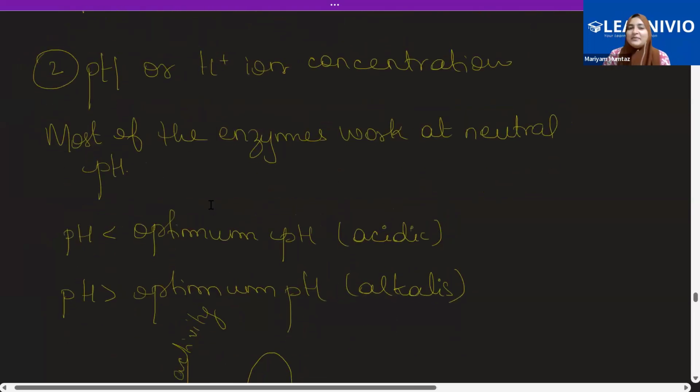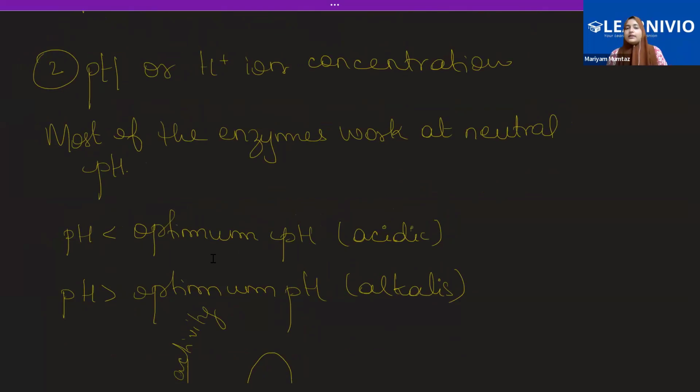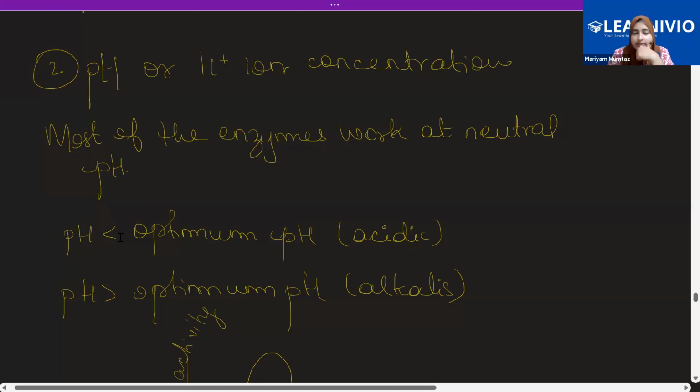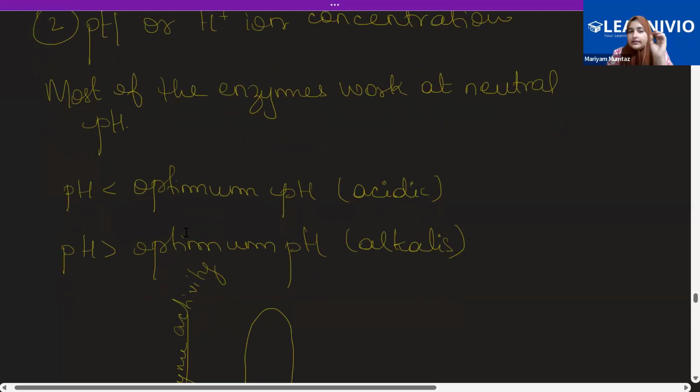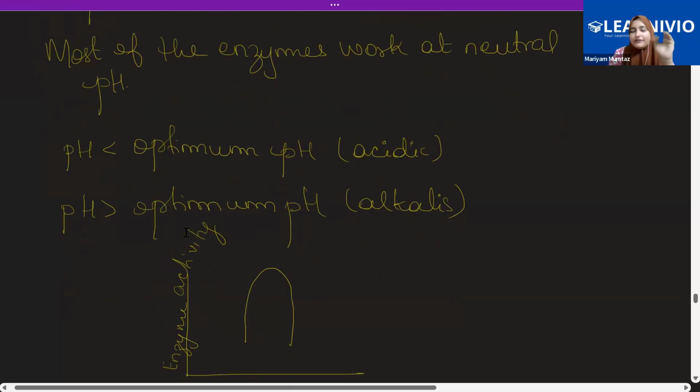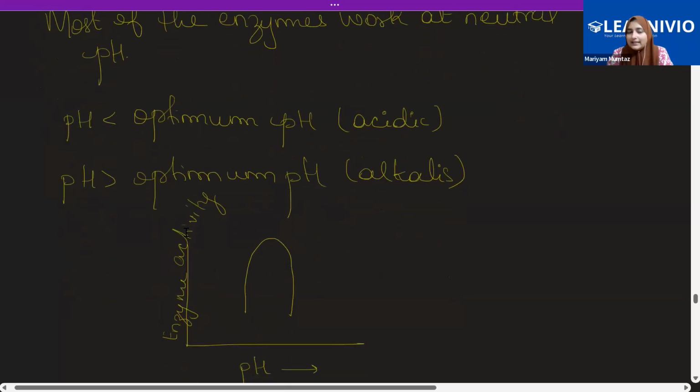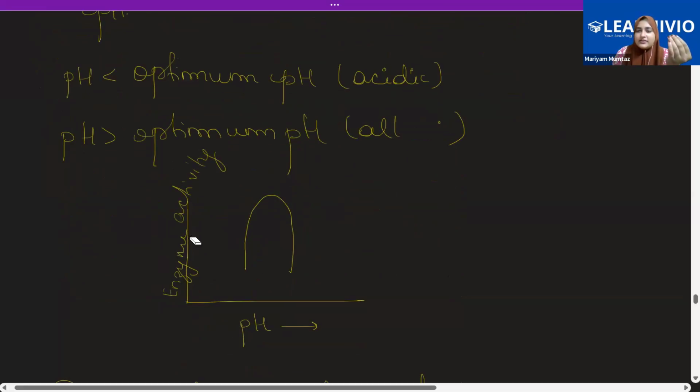All right. So now talking about the pH. Majority of the enzymes work at a neutral pH. What is neutral pH, students? That is pH 7, isn't it? Higher than 7 is basic, lower than 7 is acidic, right? So when we talk about pH, if you decrease it, the optimum pH will be acidic, and if you increase it, that will be basic or alkaline. Shouldn't say alkalis, should be alkaline.